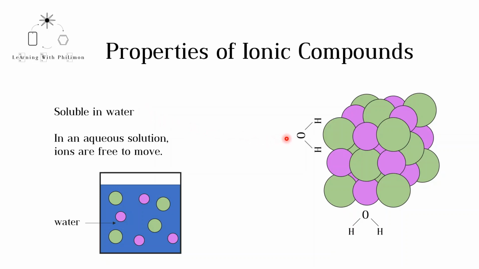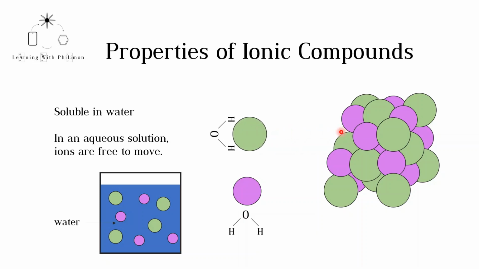The oxygen in a water molecule, H2O, is slightly negatively charged. When an ionic compound is placed in water, the oxygen of a water molecule is attracted to a cation and breaks it off the ionic lattice. The hydrogens in a water molecule are slightly positively charged. The hydrogens of a water molecule are attracted to an anion and break it off the ionic lattice. This continues until all of the ions are broken off and there is no lattice left. A solution is created where the ions are moving freely amongst the water molecules.